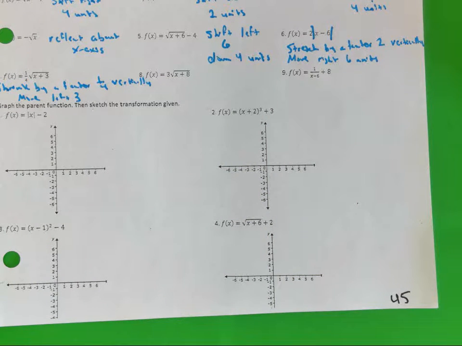Number 8. What type of function is that? Square root. I got a 3 on the outside. Am I stretching or shrinking that? Stretch by a factor of 3 vertically, and then move what? Move left 8. Very good. Number 9. What type of function is number 9? Reciprocal. Very good. Is that minus 6 on the inside of that function? So I'm going to move right 6 and then what? Up 8. Okay?